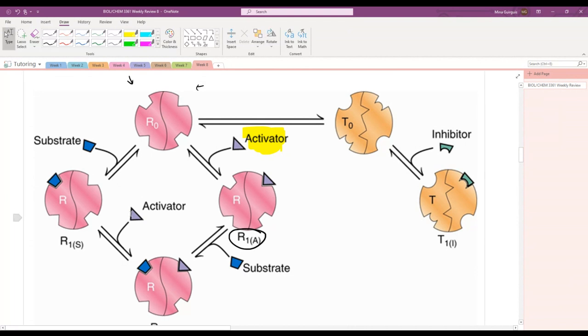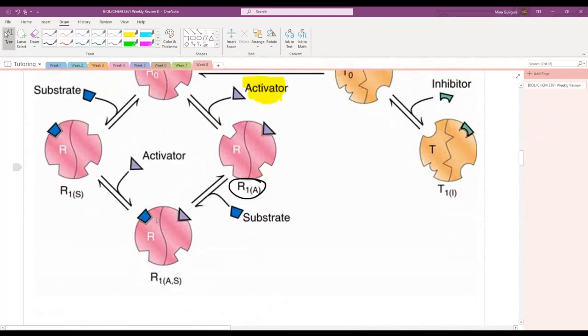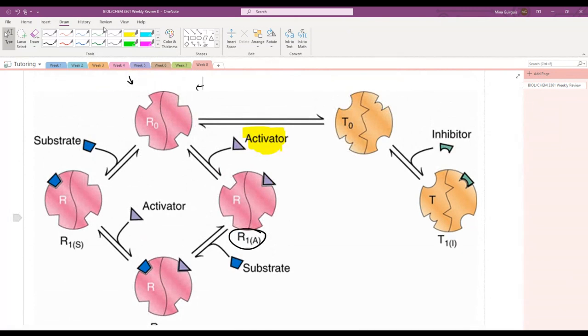And because of that, we get this idea of R1 being multiple different things. And as these all bind, we're going to keep shifting the equilibrium toward R0 to make up for the binding, okay?